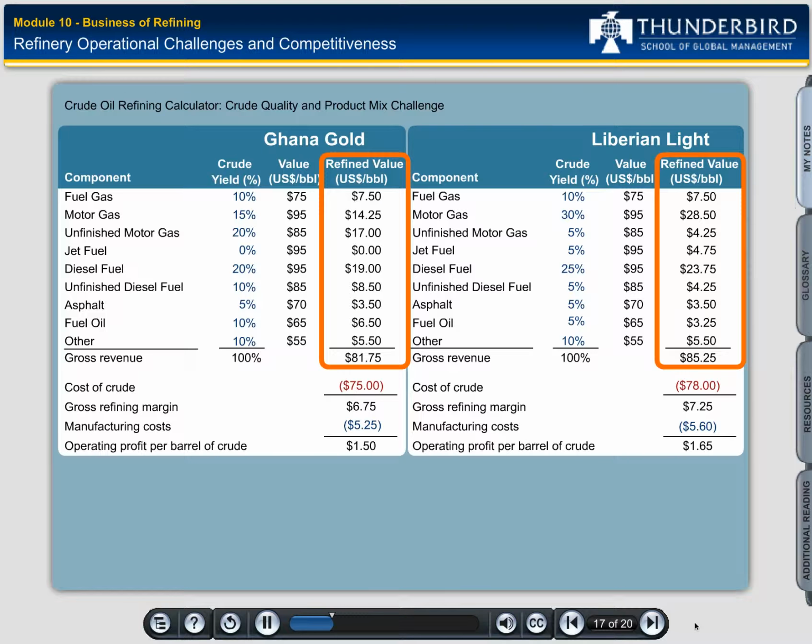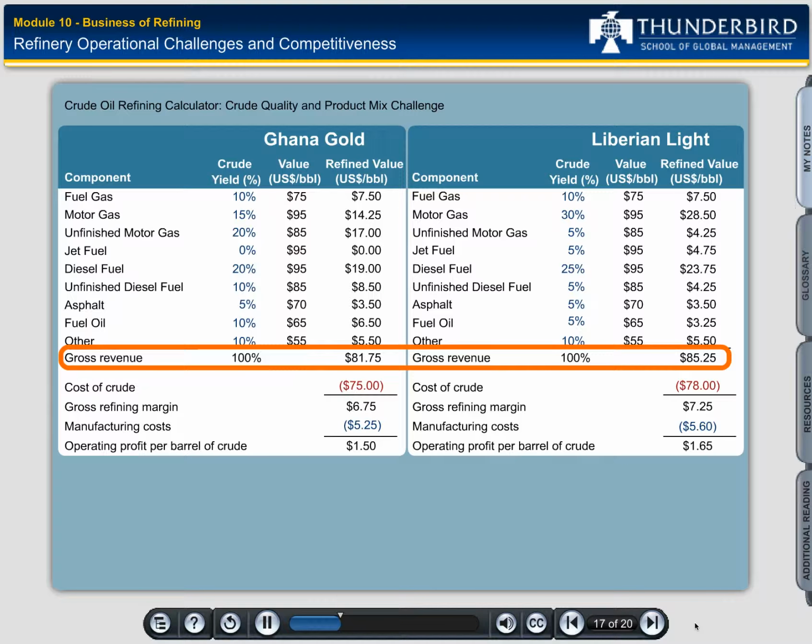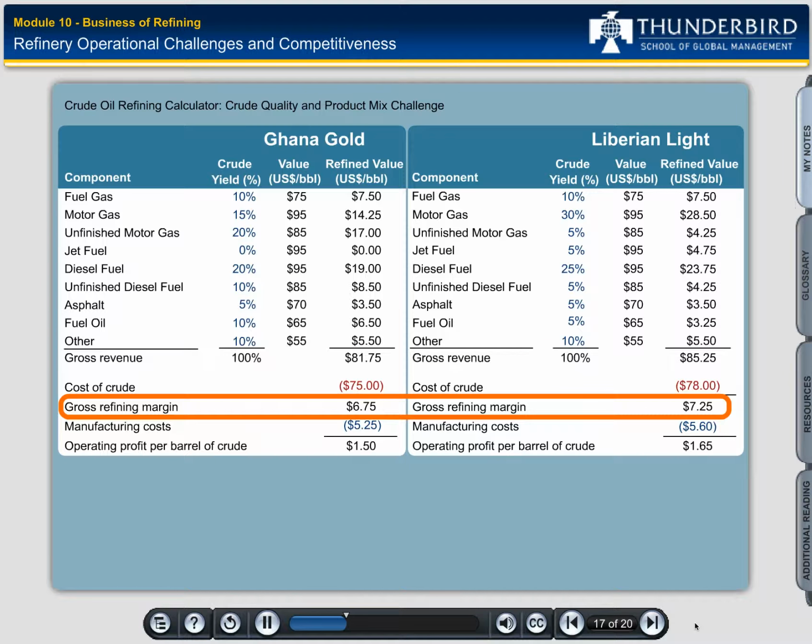The refined value is the result of multiplying crude yield times value for each product. Gross revenue is the sum of the refined values for all the derivative products. The gross refining margin is the result of subtracting the cost of crude from gross revenue.